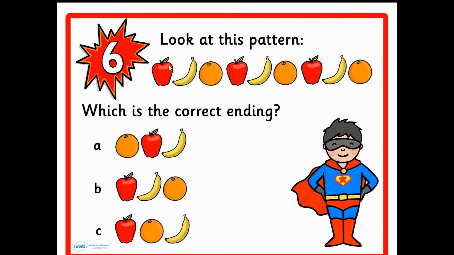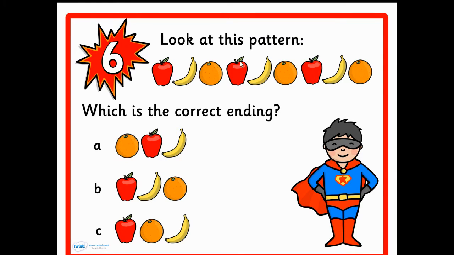Look at this pattern. Apple, banana, orange. Apple, banana, orange. Apple, banana, orange. Which is the correct ending? Okay, so we need to work out what comes after the orange. Let's have a look here. Orange. After the orange, what comes next?